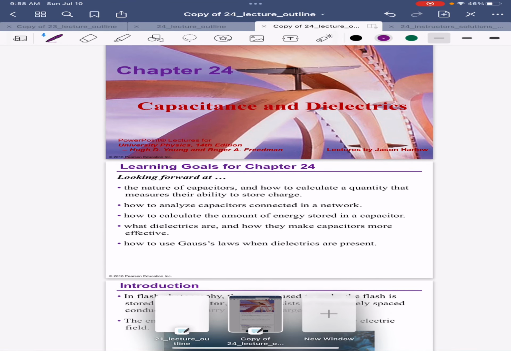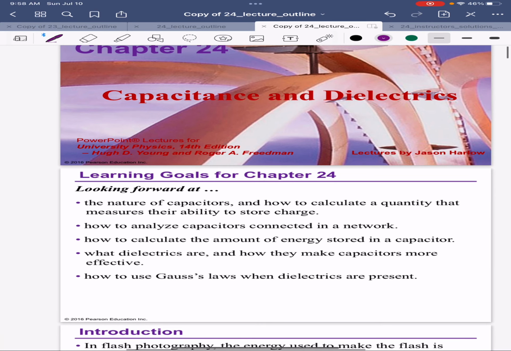24. And for chapter 24, we are going to talk about something related to potential and storing energy, which is capacitance and dielectrics. Capacitors are devices that are really widely used in all electronic devices. Most of the applications that we have now contain capacitors.